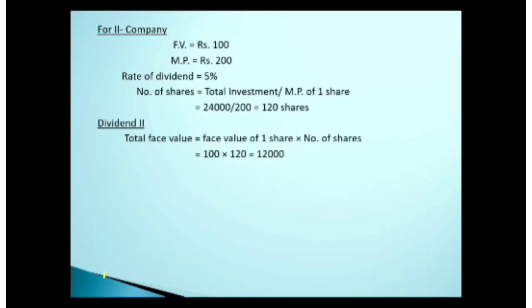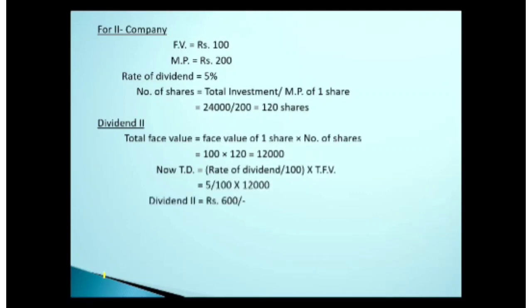Once you get the TFV value as 12,000, after that you can go with the calculation of the total dividend by the formula of rate of dividend divided by 100 into TFV. So just substitute the values from the above data. Rate of dividend is 5, so it is 5 upon 100 into 12,000. Just now we got the TFV. And if you do the calculation, you will get the dividend two as rupees 600. So the dividend from the second company is coming to be rupees 600.